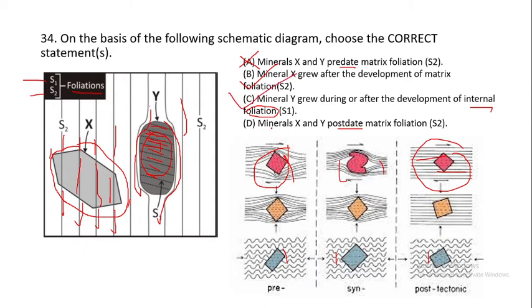Then option D, mineral X and Y post-date matrix foliation. Post-date means it will be post-tectonic. But here there is no post-tectonic present, isn't it?